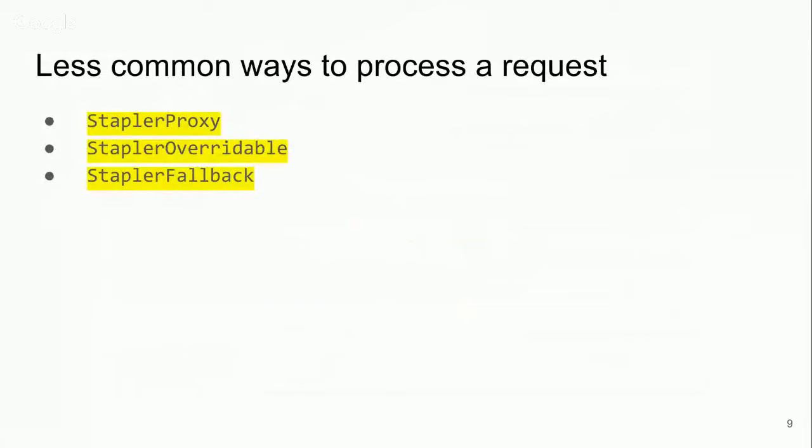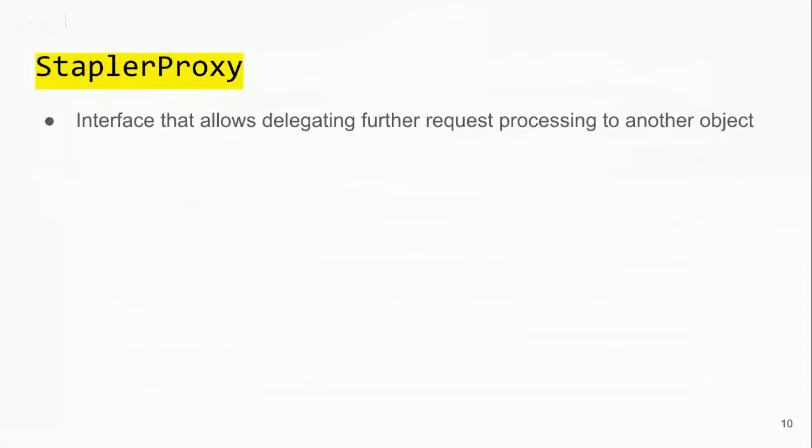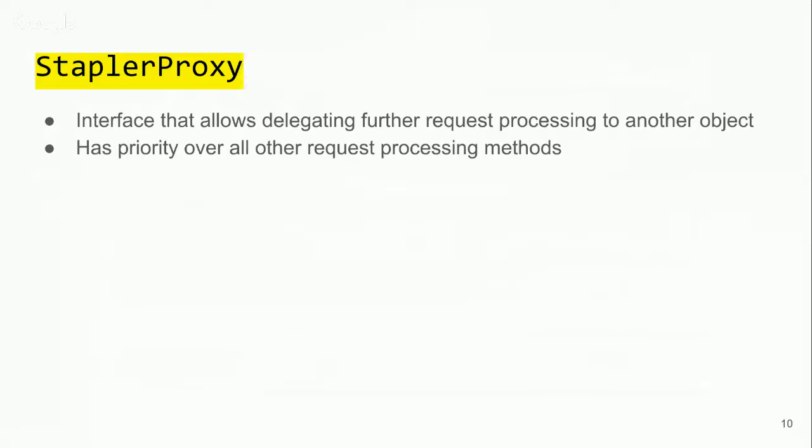Besides the common ways to process a request, there are also less common ways. These are mostly used in more tricky situations, but since we're doing an in-depth look at Stapler here, I'm going to talk about these as well. These are StaplerProxy, StaplerOverridable, and StaplerFallback. So what do they do? StaplerProxy is an interface that allows you to delegate further request processing to another object rather than continuing with the current one. And this method has priority over everything else.